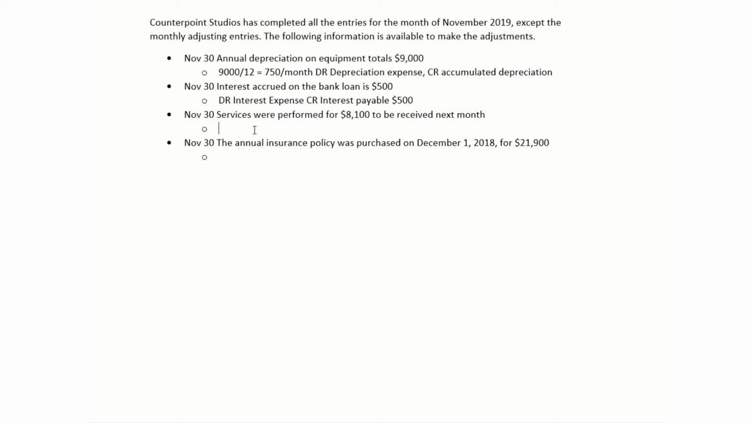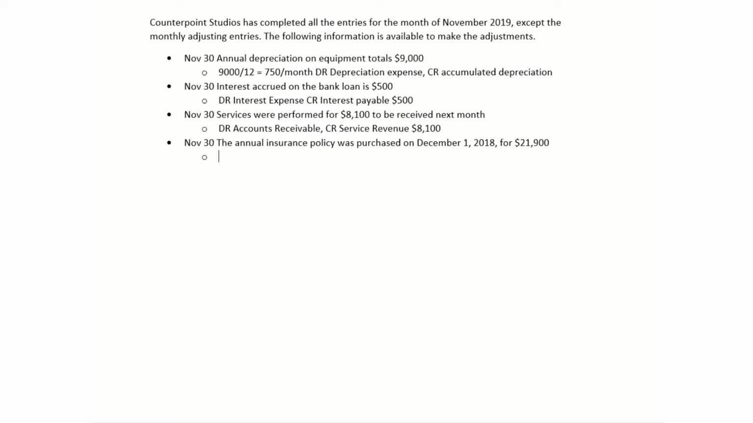Next entry is we have services performed for $8,100 to be received next month. So again, it's giving us the total, so no calculations. In this case, we need to debit accounts receivable because the customers have not paid us yet. And we need to credit service revenue for the $8,100.